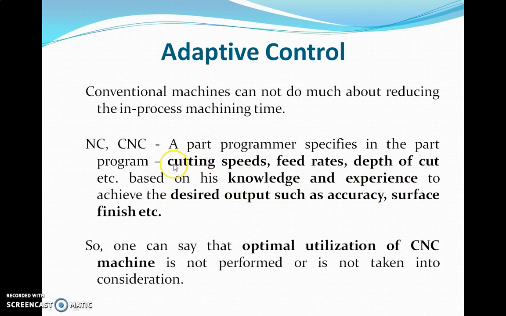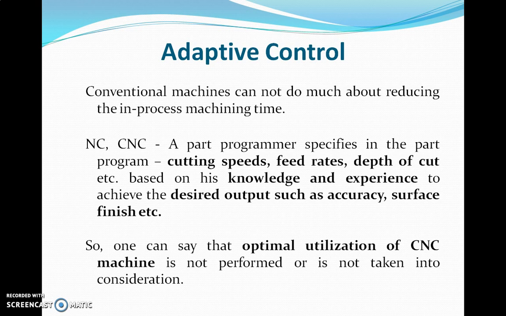These things come based on his knowledge and his experience, to achieve the desired outputs such as accuracy, surface finish, etc. So basically, the part programmer is the person who specifies the cutting speeds, depth of cut, or various machining parameters so as to get the desired output.